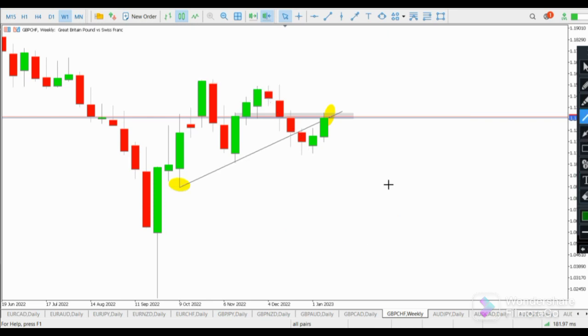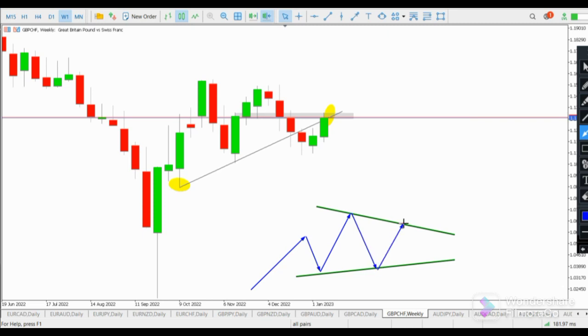Okay, let me do this. It was a form of a symmetrical triangle, right? So this is what the market created, and then we had this touch here, we had another touch at the top, a touch below, a touch at the top.